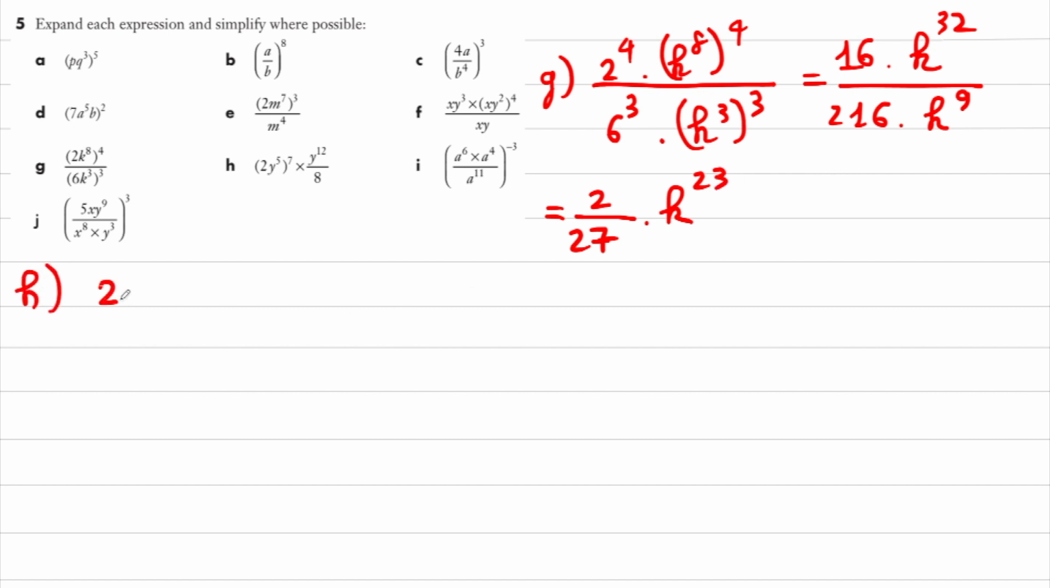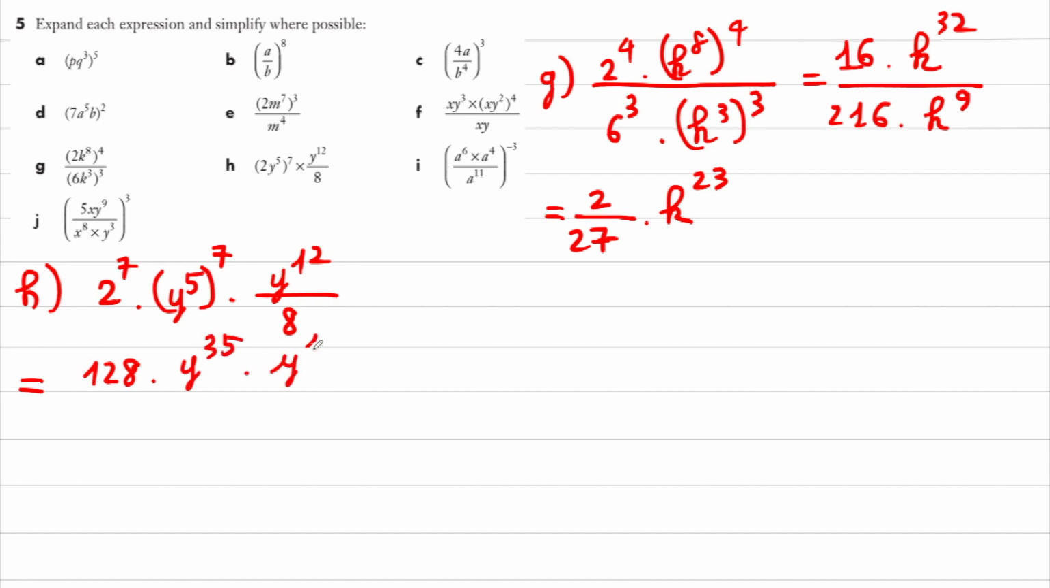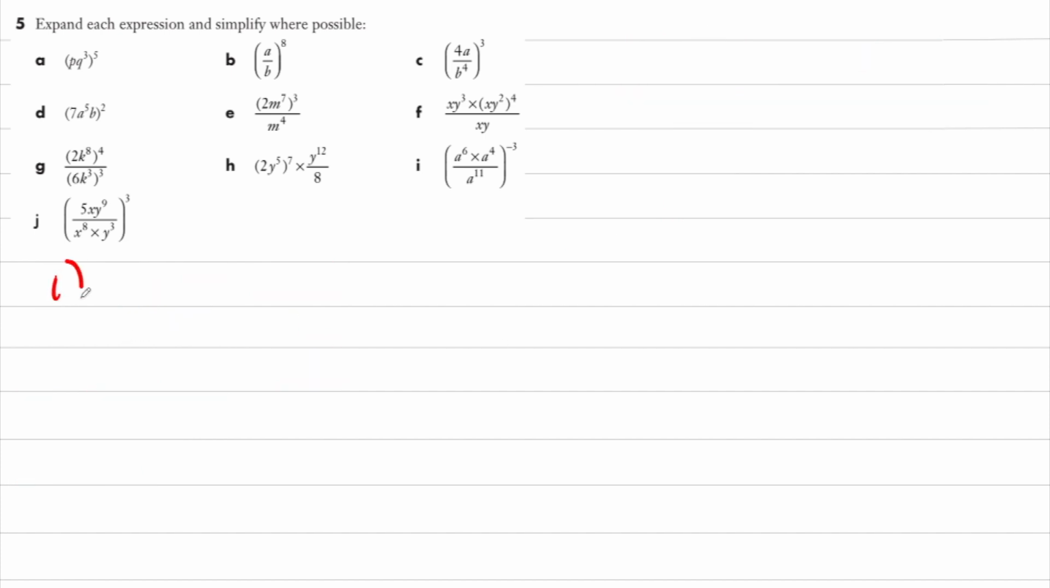Question H. 2 to power of 7 times y to power of 5, times 7 y to power of 12, divided by 8. Okay, so 2 to power of 7 you got 128, multiply y to power of 5, and then you got y to power of 12 divide by 8. So the constant number is only 16. And about the power number of y, this is equal to 17. Yes, that is it.